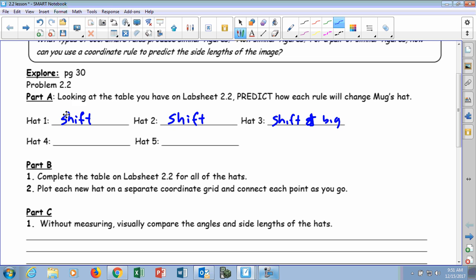What about hat 4? Because both things were 0.5x, 0.5y. Yeah, it was going to get smaller. And then hat 5 should have got bigger, right? Because the numbers were bigger than 1, but they weren't the same number, right? They weren't the same number at all.